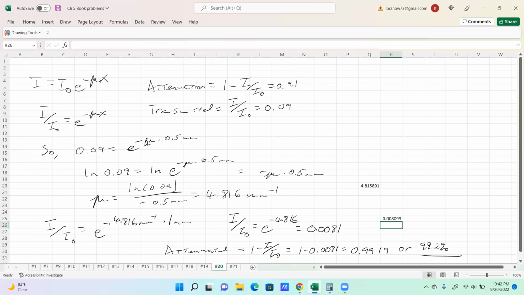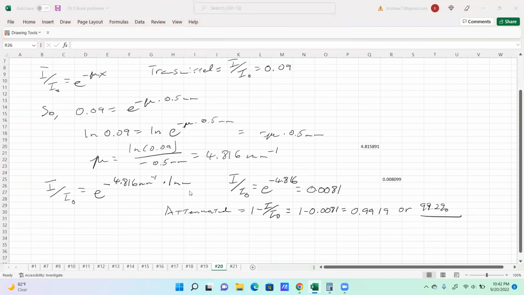That's going to be equal to the minus mu times 0.5 millimeters. We then take the natural log of both sides. Again, this exponent becomes a coefficient. The natural log of e disappears. So we end up with mu being equal to the natural log of 0.09 divided by minus 0.5 millimeters. And we come up with 4.816 per millimeter.